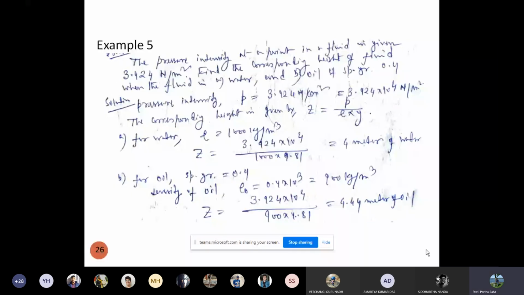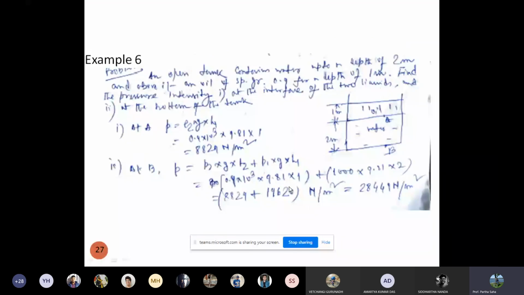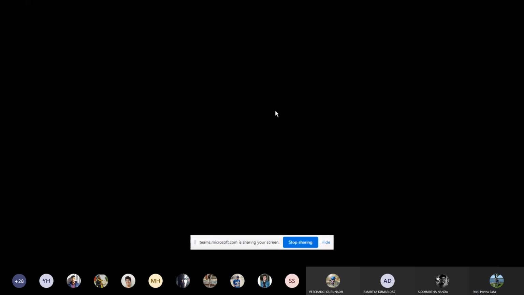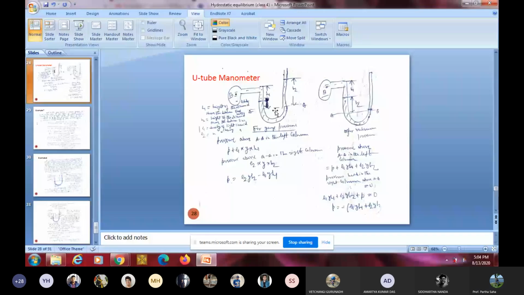Same problem, you have pressure at this point and this point, two different points you have to calculate. You can look into this numerical. It's very easy, straightforward. Now, I think a couple of slides left.